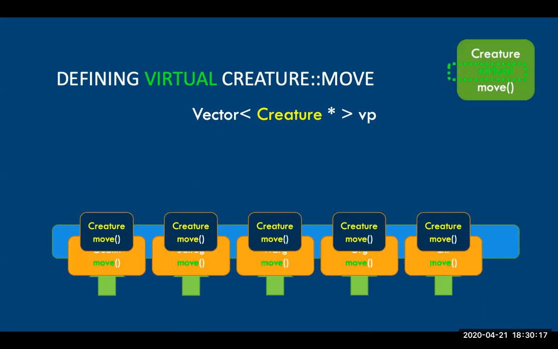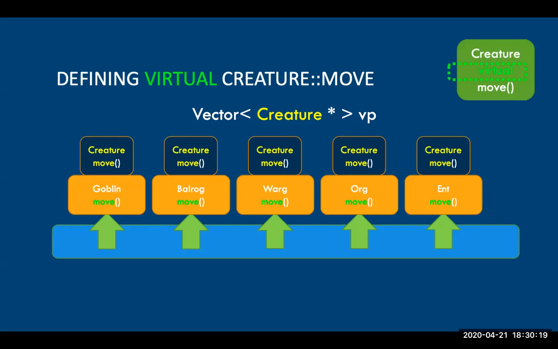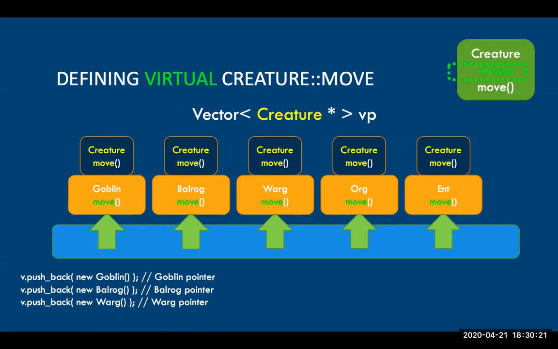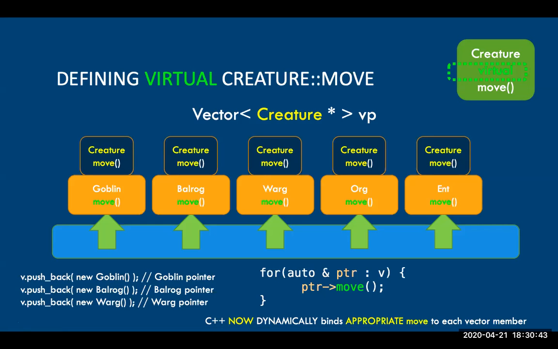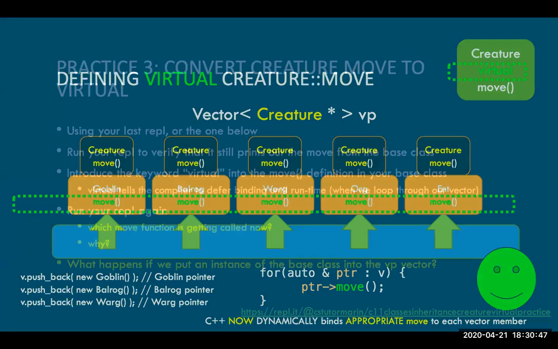So let's see. I think this is what we're going to do for our next exercise: just go ahead and update our creature class and then do the same pattern again. And this time we should see, except for the ent, I think the ent still doesn't own its own move, so we should see these classes move the way those classes move, and the ent, I think, will move generically like the creature moves. And that's what we're after. Okay, so let's give that a try.